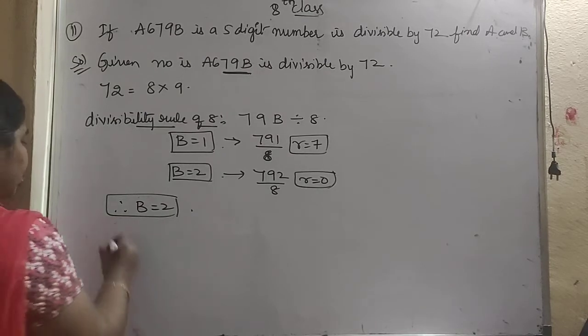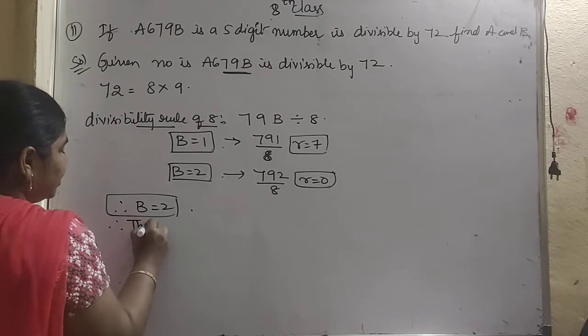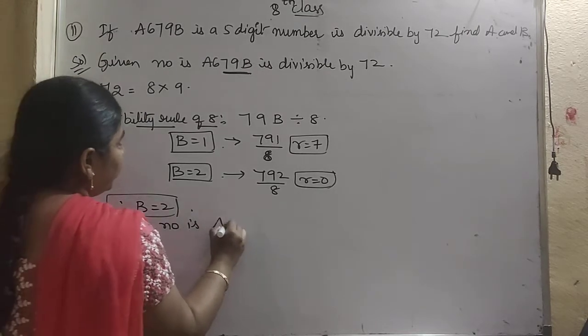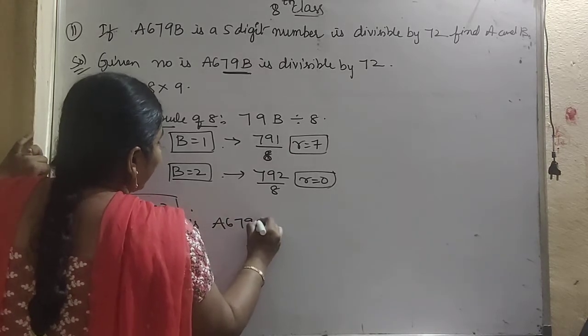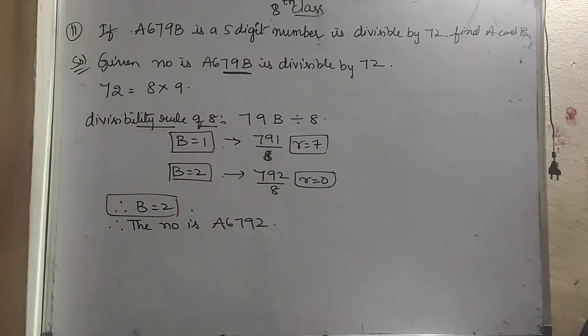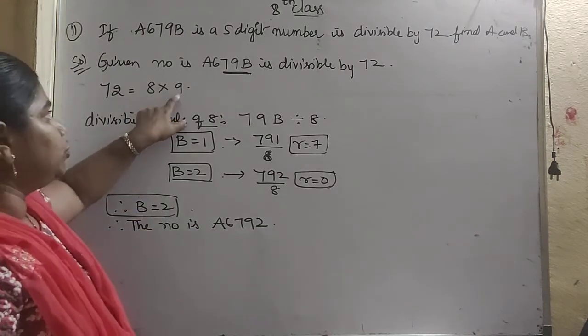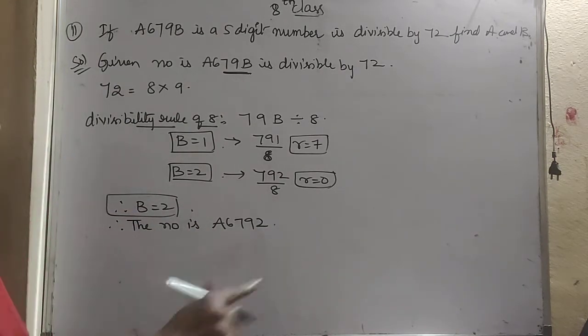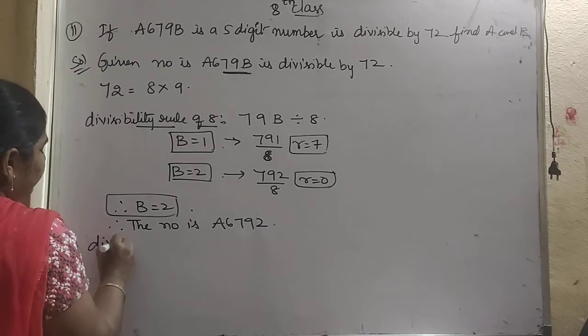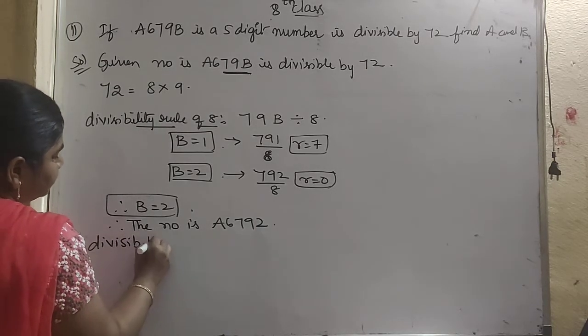So what is the number? Therefore the number is now A6792. Now we have to find this A value. So what is the next one? It should be divisible by 9. So we have to check the divisibility rule of 9 now.